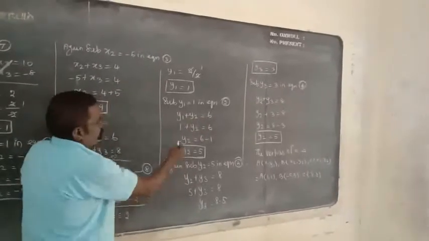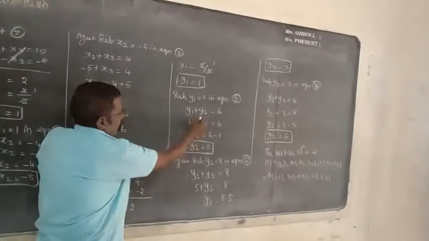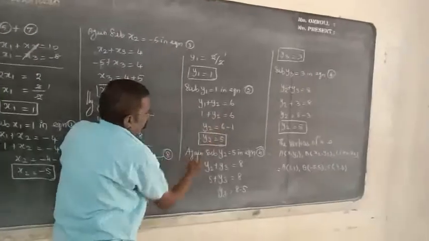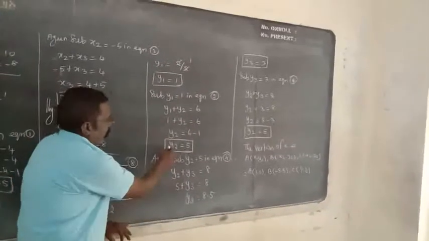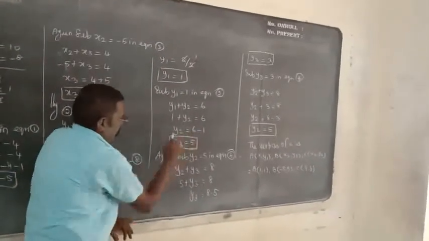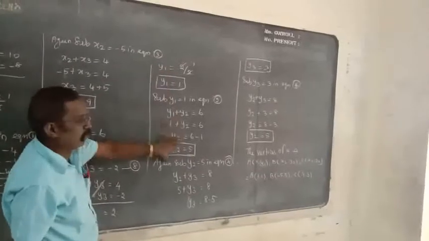Here substitute y1 equal to 1 in y1 plus y2 equal to 6. Then y2 equal to 6 minus 1, the 1 going to the right hand side as minus 1. So y2 equal to 6 minus 1, 5. So we have already found y1 and y2.